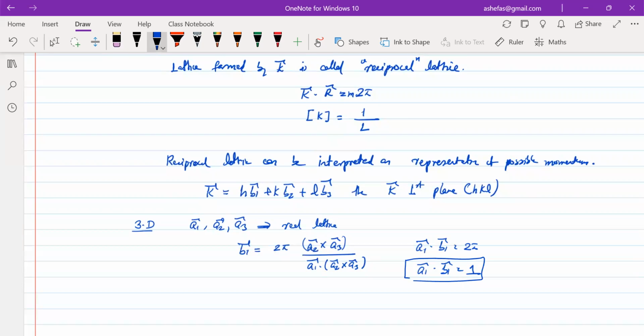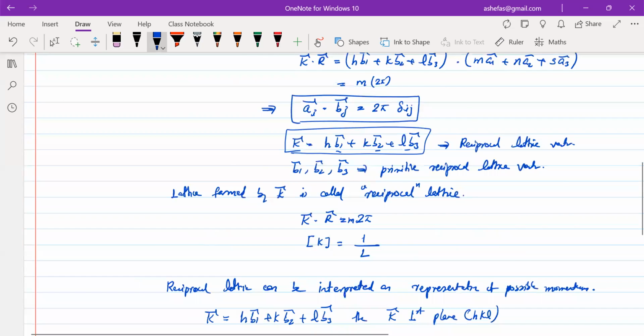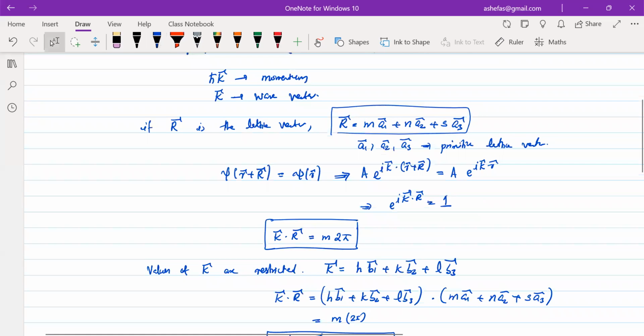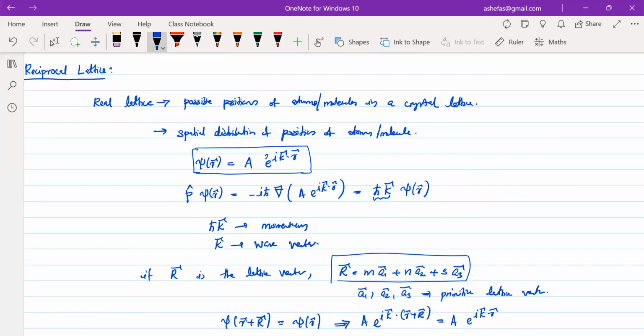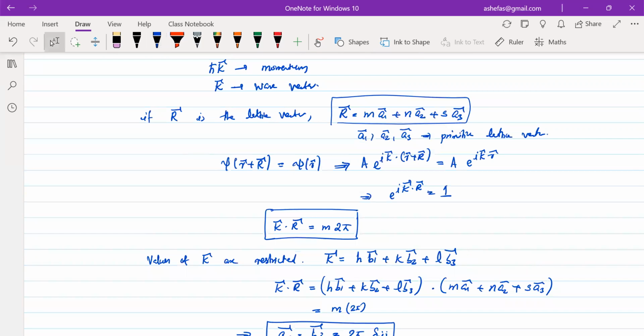So in this way also the reciprocal lattice can be defined, because in some textbooks the 2 pi is already taken out. So psi of r would be written as e to the power I times 2 pi times k dot r. So 2 pi is already taken outside, and 2 pi would also come here. That means k dot r is simply equal to an integer. This is the convention followed by certain textbooks.